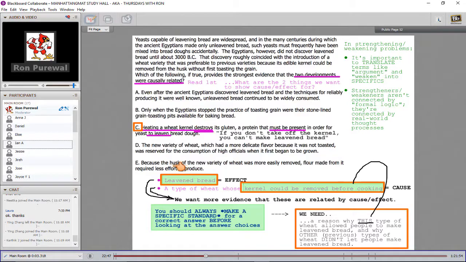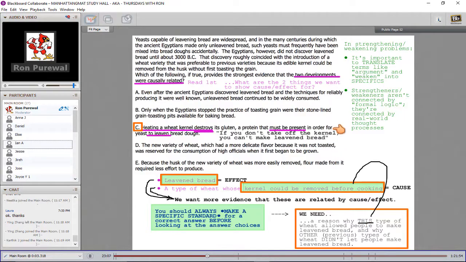This one, the people who ate it obviously had nothing to do with anything. And then E just says that it's less work to make flour from this stuff, but E has nothing to do with making leavened bread. So E is also irrelevant.